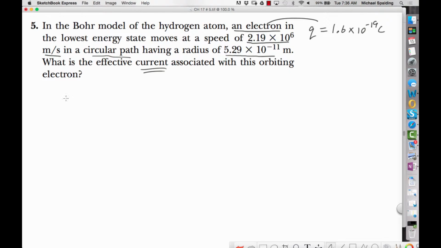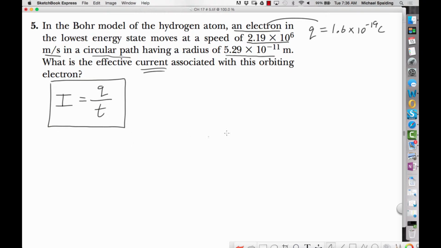So what's our fundamental definition of current? Current has the symbol I, and how do we define current? The basic fundamental definition of current is charge, which is Q, charge per time. This is the definition of current.